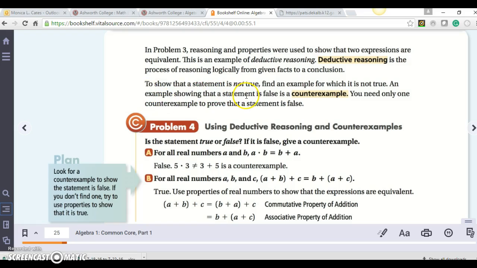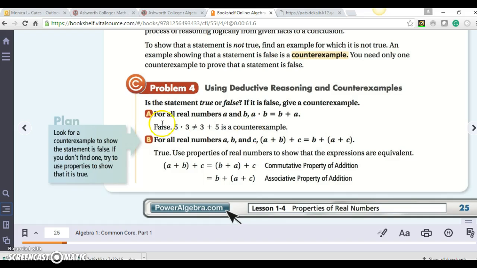To show that a statement is not true, find an example for which it is not true. An example showing that the statement is false is a counterexample. You need only one counterexample to prove that a statement is false. So it says deductive reasoning and counterexamples. Is the statement true or false? If it is false, give a counterexample.